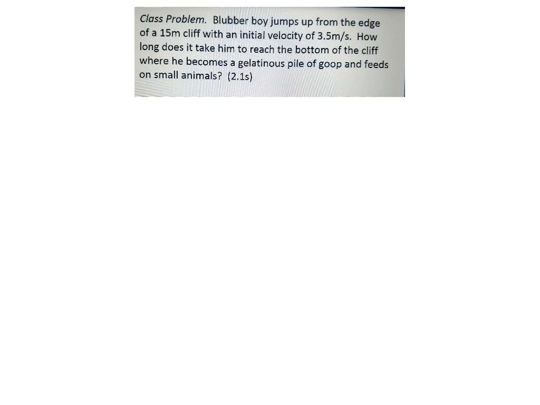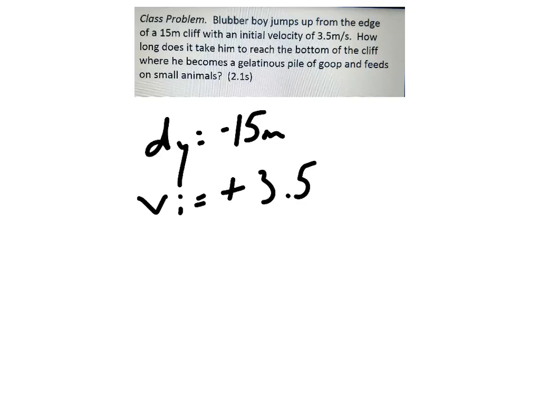So let's start with this 15-meter high cliff. That's our displacement. Again, it's vertical, so I'm putting in the subscript. You fell 15 meters, so it's negative. He jumped up with an initial speed, so that's positive 3.5 meters per second. If he had jumped down, you would say negative 3.5 meters per second. If he had just fallen off the cliff, then it's 0 meters per second. How long does it take? So we're looking for t.